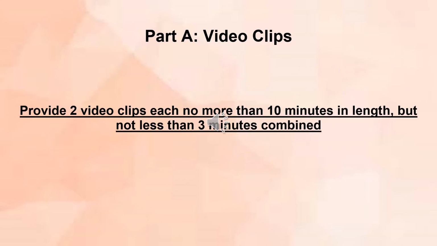For your videos, you will submit 2 different video clips. Each one can be no more than 10 minutes, but they have to be at least 3 minutes combined. You want to make sure that you pay attention to this minimum and maximum, because if you go over or under, you will get an automatic 1.